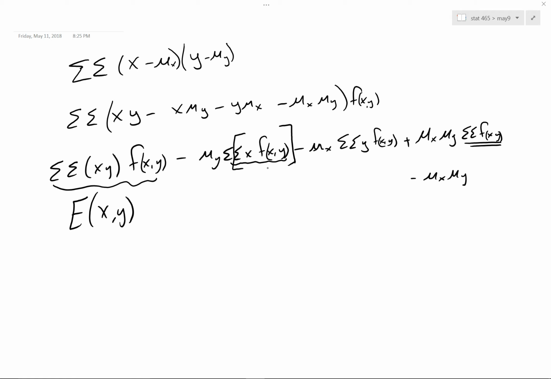Yeah, oh, mu x. You're right. Good job. So it's minus, and this is mu y. Now remember, you've got a double summation yet. But this part here is going to be mu x, and then this other summation is of 1 times f of x and y, right? Because in other words, we took the x out of there. All that's left is a 1.